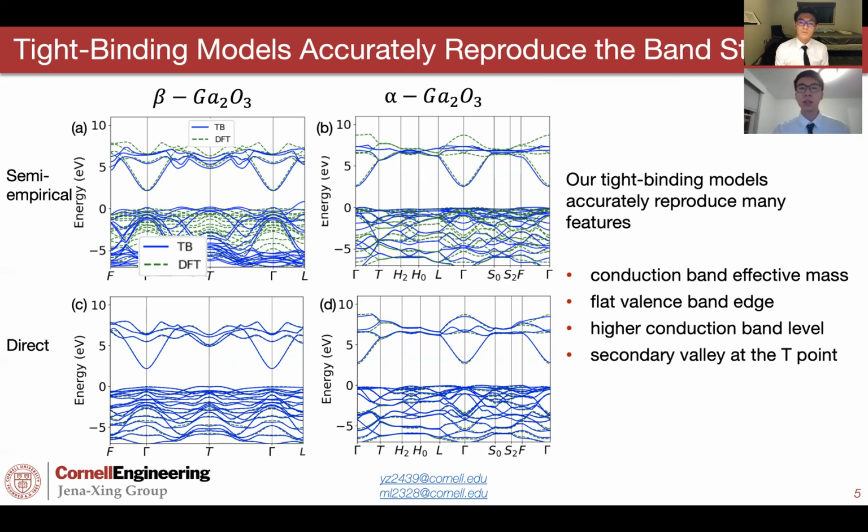As you can see, in the first method, our tight binding models accurately reproduce many features, including conduction band effective mass, flat valence band edge, and high conduction band level at the gamma point and the secondary valley at the T point. For the second method, the model fits even better because it is directly derived from the DFT model.